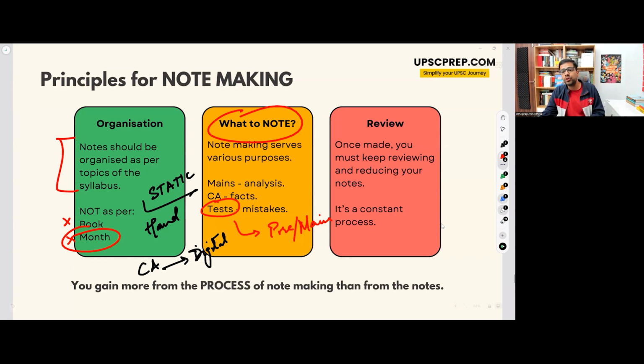Finally, and this is the most important part for notes making, notes are a constantly evolving thing. It does not mean that once you've made your notes, it is the end of the story, which is why generally do not just be dependent on the notes made by somebody else. Making notes yourself is very important because you gain more from the process of note making than from the notes themselves.